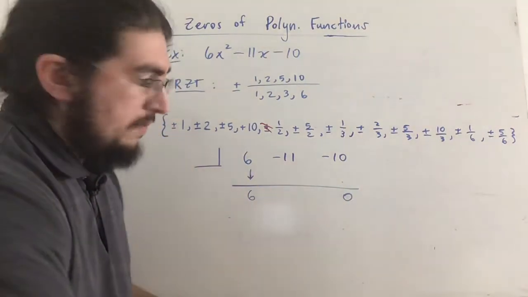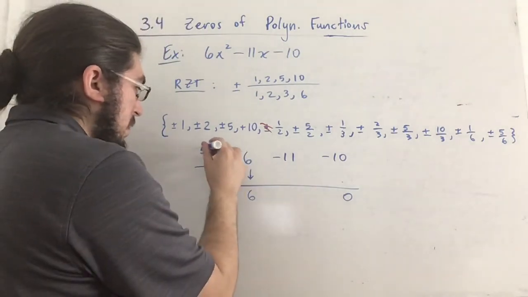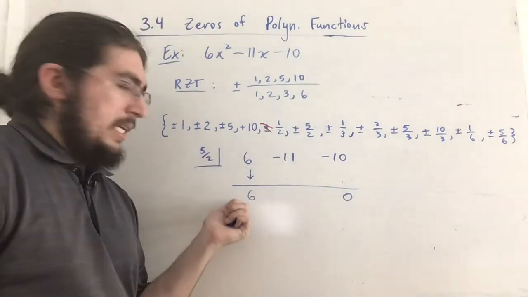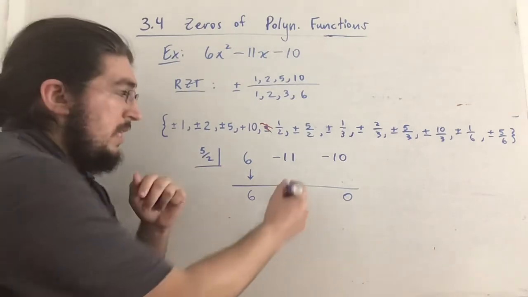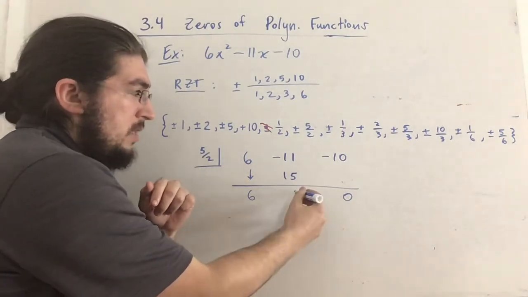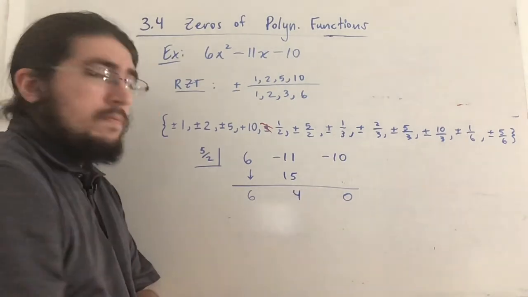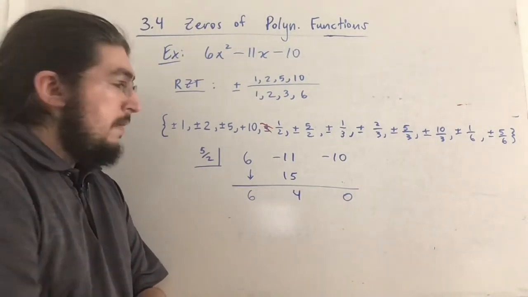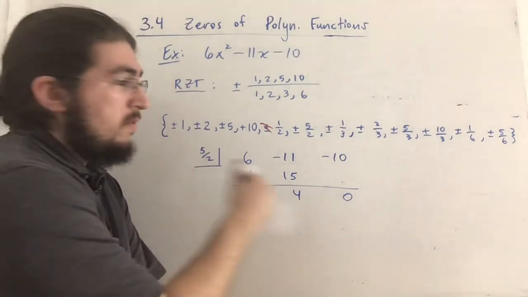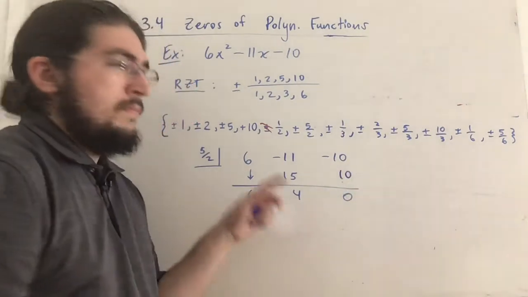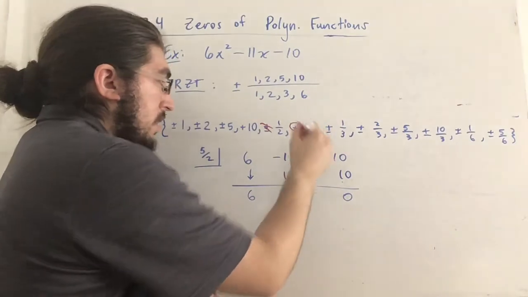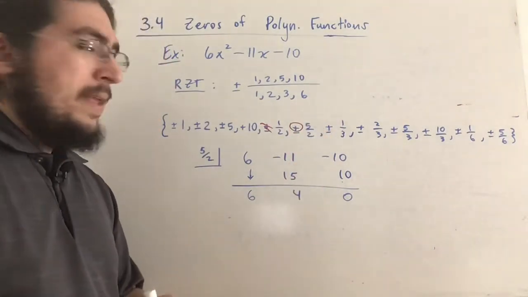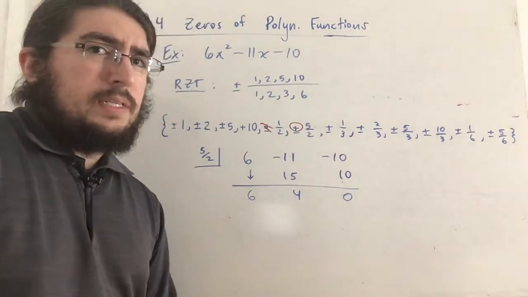and try positive 5/2. And let's see, so 6 times 5 is 30, over 2 is 15. If you add these, what do you get? 4. This is looking good, because 5 times 4 is 20, over 2 is 10, and boom. They cancel out. So positive 5/2 actually worked. Great. This actually tells me something.